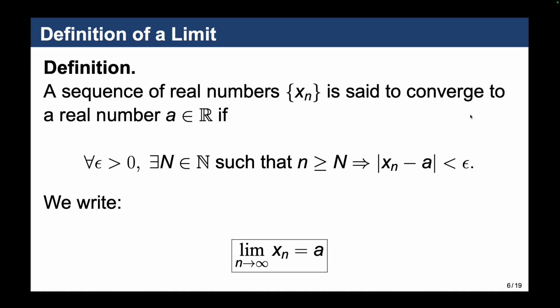A sequence of real numbers x_n is said to converge to a real number a in the real numbers if for every epsilon greater than 0 there exists N in the natural numbers such that n greater than or equal to N implies the distance between x_n and a is less than epsilon. We write the limit as n goes to infinity of x_n is equal to a.